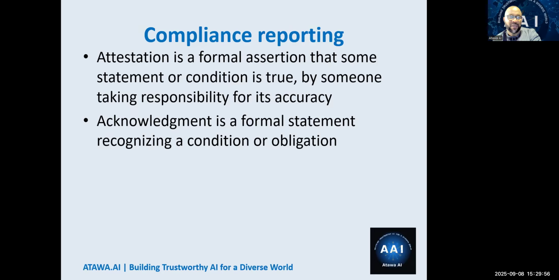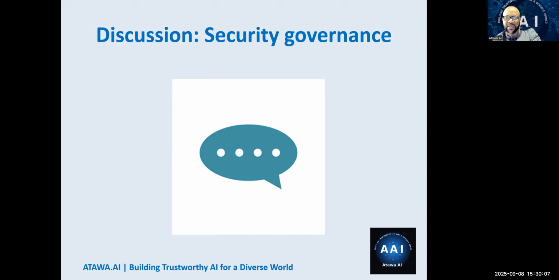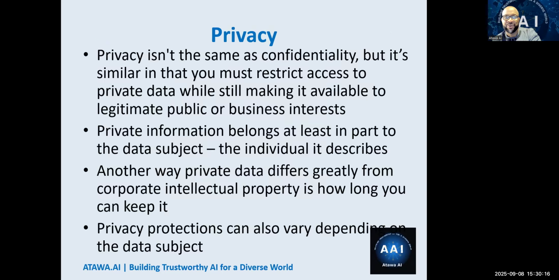You have an acknowledgement, like a formal statement recognizing a condition. Attestation is also another formal assertion that some statement or condition is true by the person who is responsible for that. So security governance in itself is its own separate certification. A lot of lawyers get involved, a lot of actuary people, right?